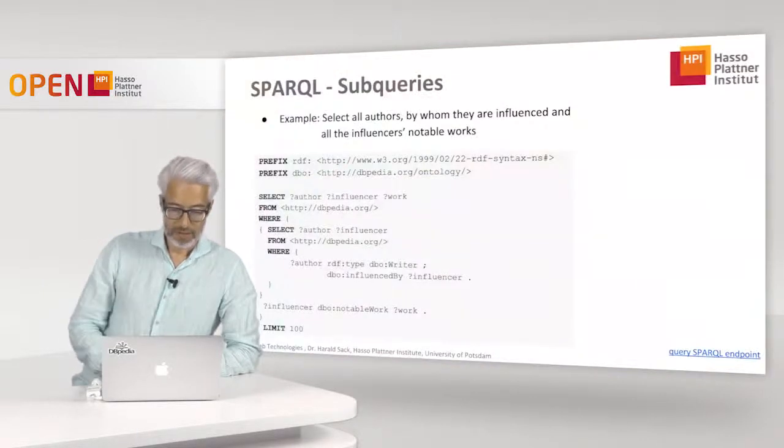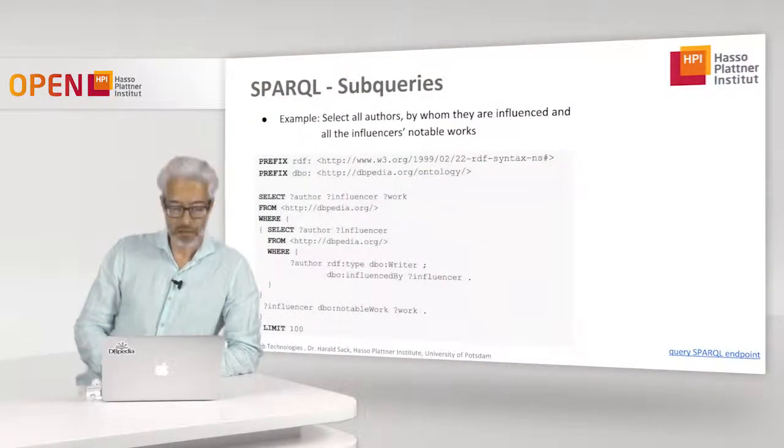Okay, so let's have again a look at a SPARQL query example. What we want to do here is select all authors, and we want to select by whom these authors have been influenced. And of course, we want to have all the notable works of these influencers. So how should we do that?